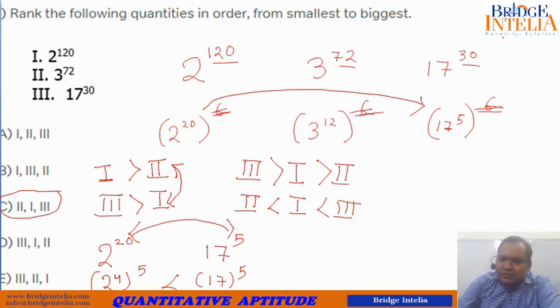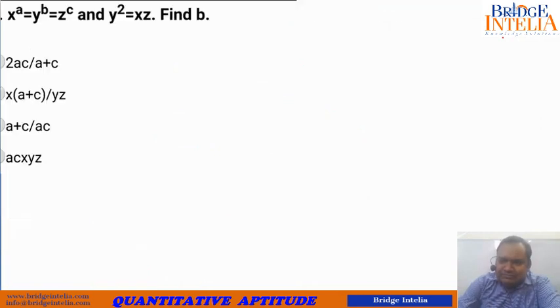Now let's move to the next pattern of questions. Let's have a look at this problem. x raised to power a is equal to y raised to power b is equal to z raised to power c, and y square is equal to xz. Based on these facts, we have to express b in terms of the rest of the variables. Now let's see how to solve these questions.